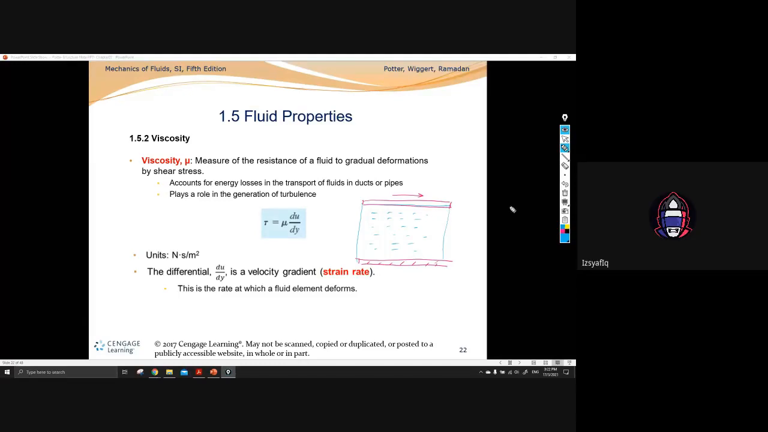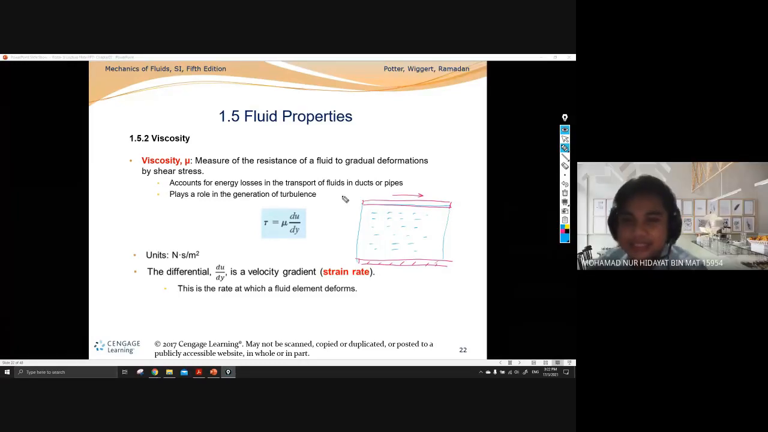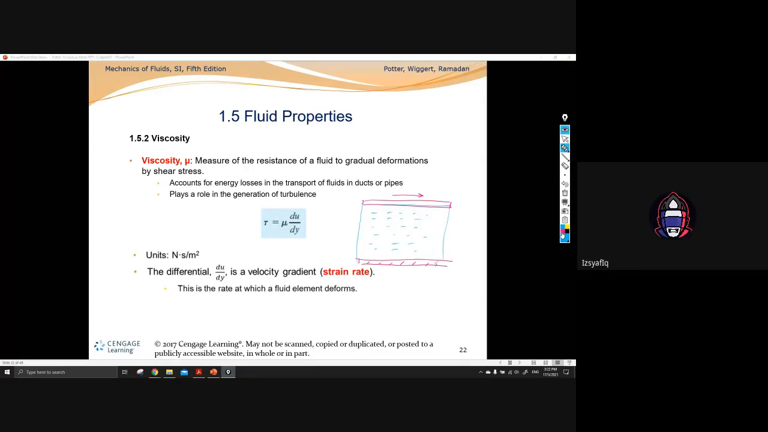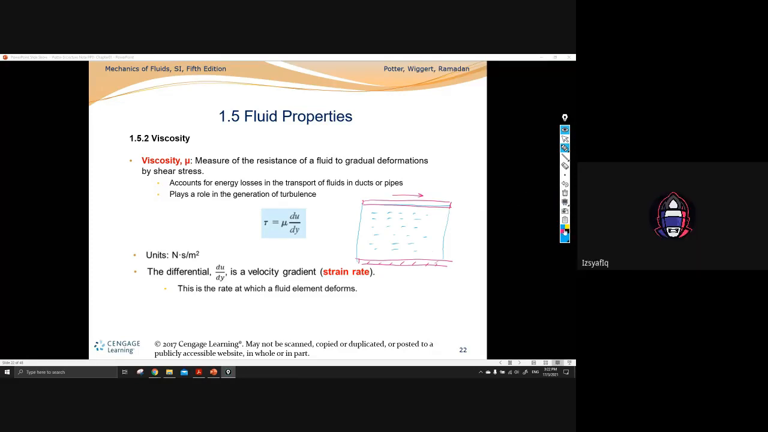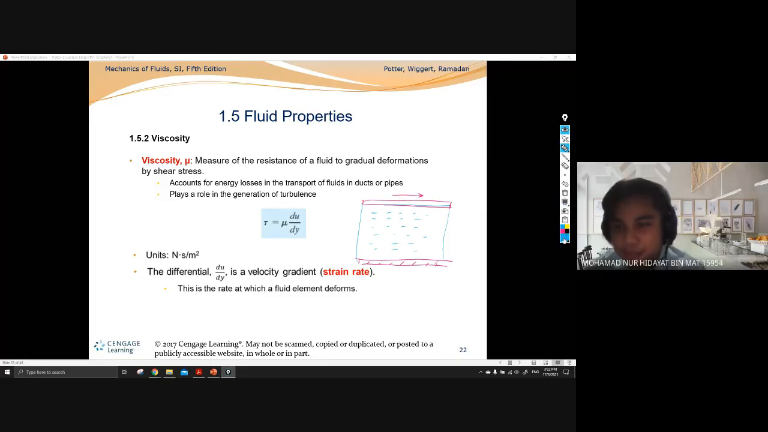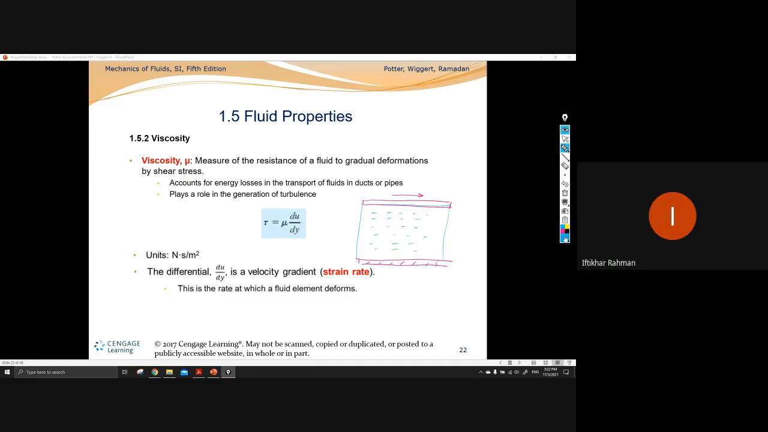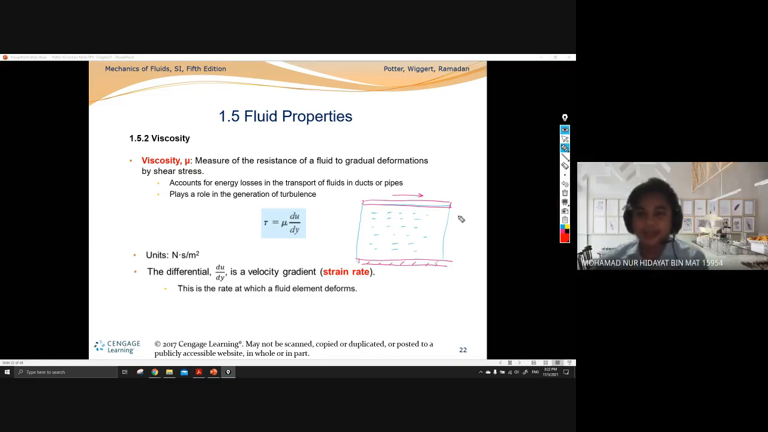Let's say this plate is floating. What happened? Okay, this plate is floating, and then we try to push the plate in this direction. What happened to this plate? Moving. Okay, definitely it moves to the right. The plate will feel a resistance. This plate is going to move to the right, right?